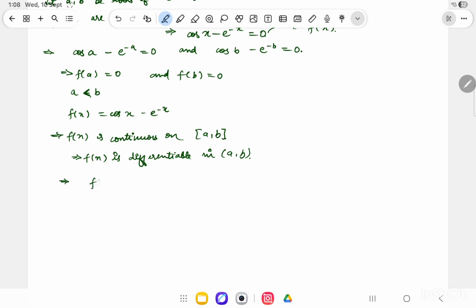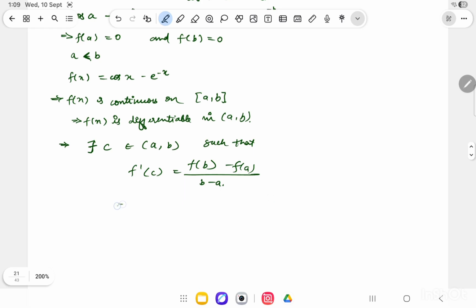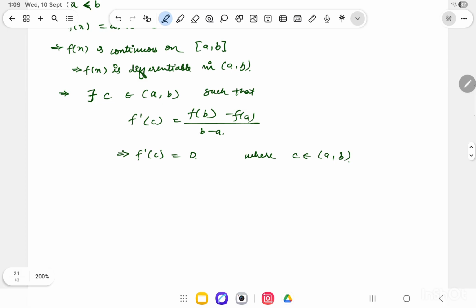Then using Lagrange's theorem, there will exist c in the open interval (a, b) such that the derivative of f at c equals (f(b) minus f(a)) divided by (b minus a). But we have already seen that a and b are roots of function f(x), so f(b) and f(a) both are 0. So from here I'll get f dash c equals 0, where c is in the open interval (a, b). So now let's find the derivative of function f(x), that is cos x minus e raised to minus x.